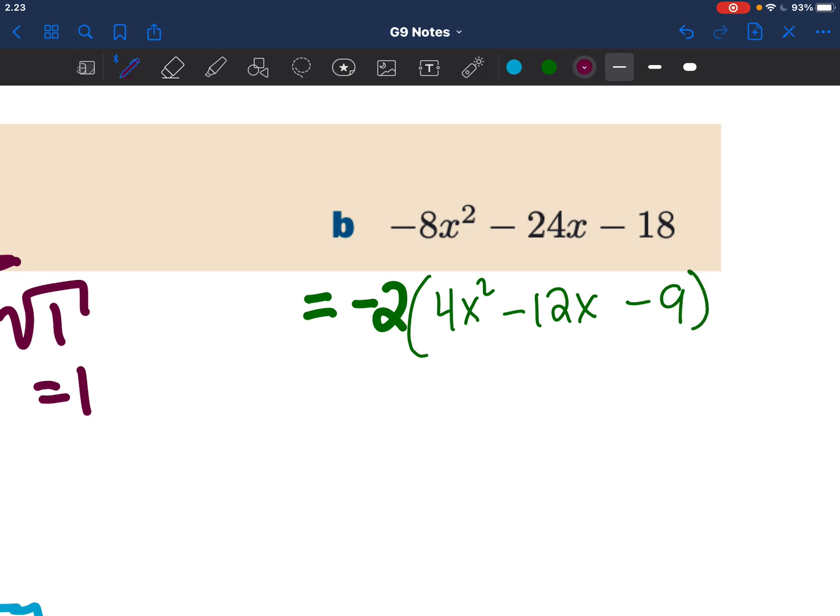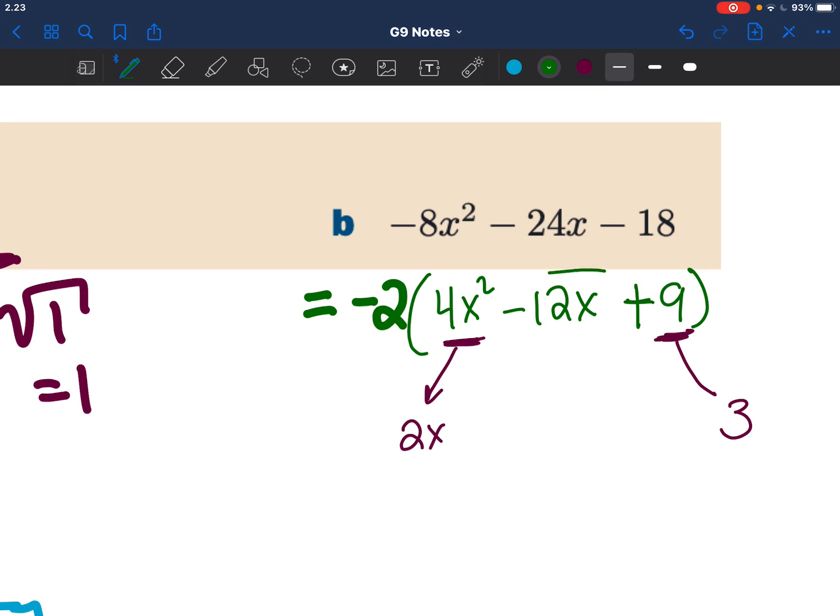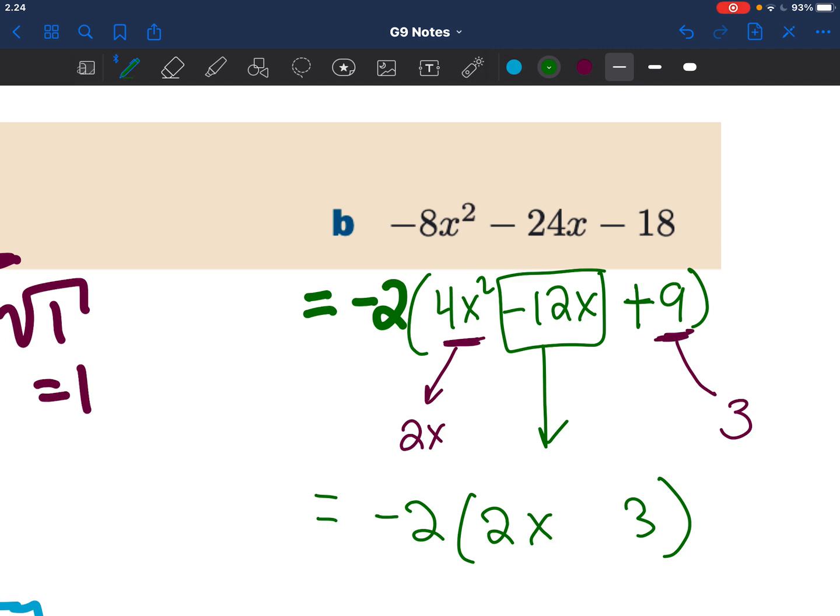And I just get happy because this is a perfect square right here. The square root of 4x squared is 2x. The square root of 9 is 3. Oh, this should be positive, that's why, because 9 times negative 2 is negative 18. So let's check out the middle. And we just know that it should be a negative, right? 2x, 3, this should be minus. So this is squared.